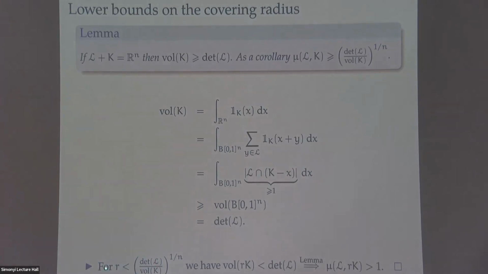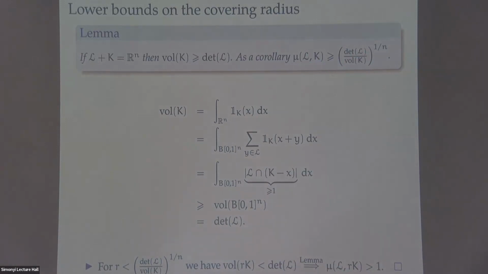If you have some radius below this quantity, then by the contrapositive of this lemma, the covering radius is greater than 1. And just by scaling K, you get this result here. Okay, so this is a general lower bound on the covering radius for any convex body K and any lattice L.